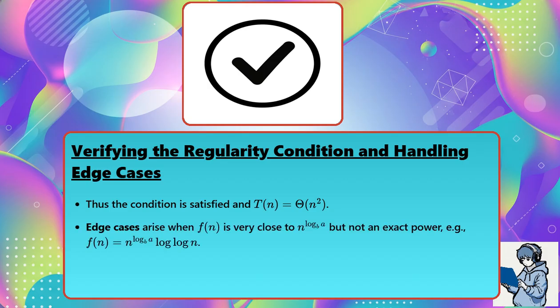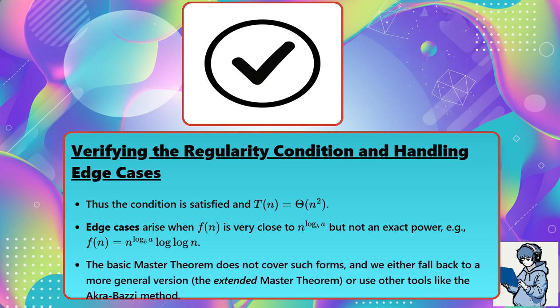Edge cases arise when f of n is very close to n to the log base b of a but not an exact power. For example, f of n equals n to the log base b of a times log n. The basic Master Theorem does not cover such forms, and we either fall back to a more general version called the extended Master Theorem or use other tools like the Akra-Bazzi method.